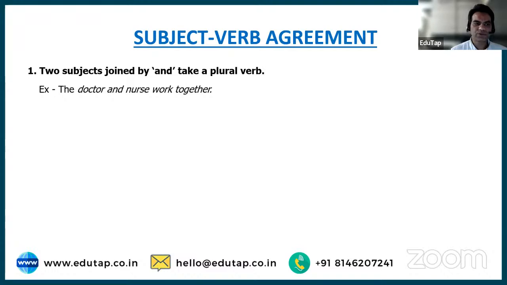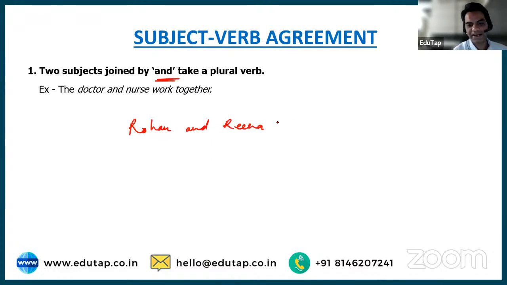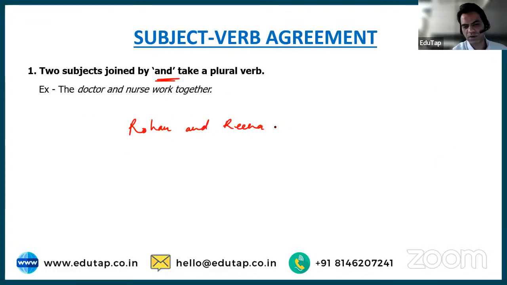So the first rule here it goes, guys: two subjects joined by and take a plural verb. Now guys, we obviously know that. Why? Rohan and Reena. Now the point is, Rohan and Reena is or are playing. The question, Rohan and Reena has or have left. The point is, now we understand why we need to use a plural verb here. Rohan and Reena, the answer should be have left.